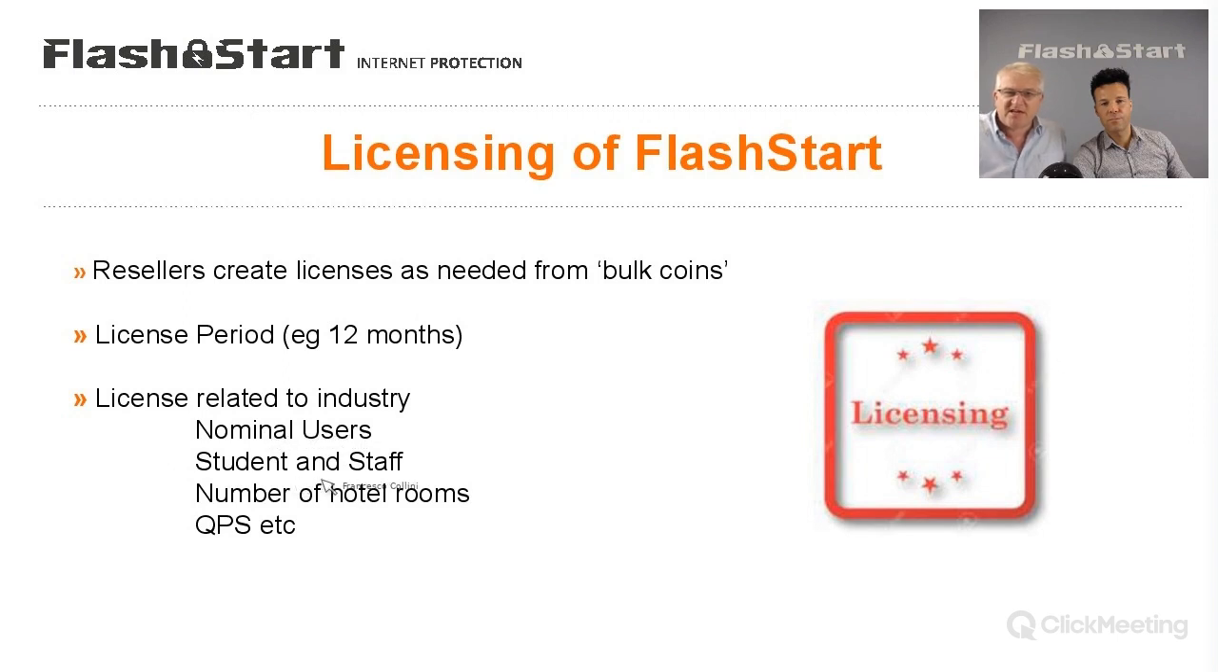If you're pricing hotels, we're pricing on hotel rooms. We even have campsites, we have restaurants, ISPs based upon QPS. So different measurement models that work for different situations of the end user. Now, the subtle point here is that if you're a reseller on the call, you don't want to be buying licenses which you can only sell to a school and then find you've got to supply to restaurants and hotels.